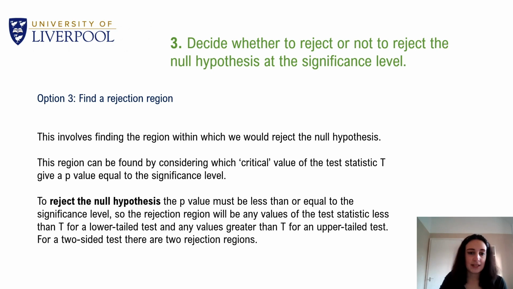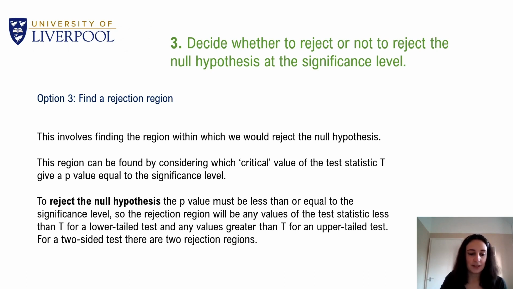The third way to carry out step 3 is to find a rejection region, the region in which we would reject the null hypothesis if the test statistic fell within it. This can be found by considering which values of the test statistic give a p-value equal to the significance level. Once we have found this critical value of the test statistic, we decide the rejection region based on the type of test we are conducting.